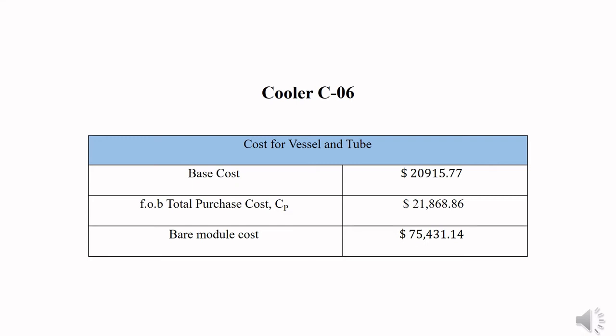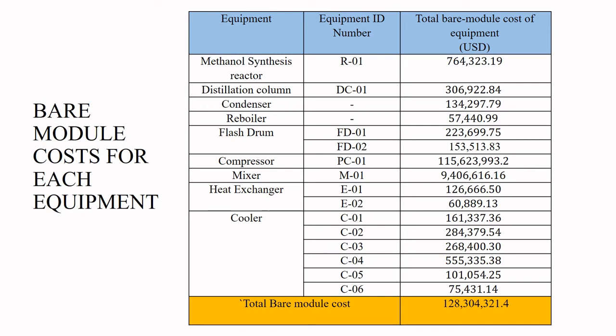$75,431.14. In this slide, we can see the equipment listed for this methanol synthesis plant and also the bare module cost of each equipment and also the total bare module cost for the total equipment.